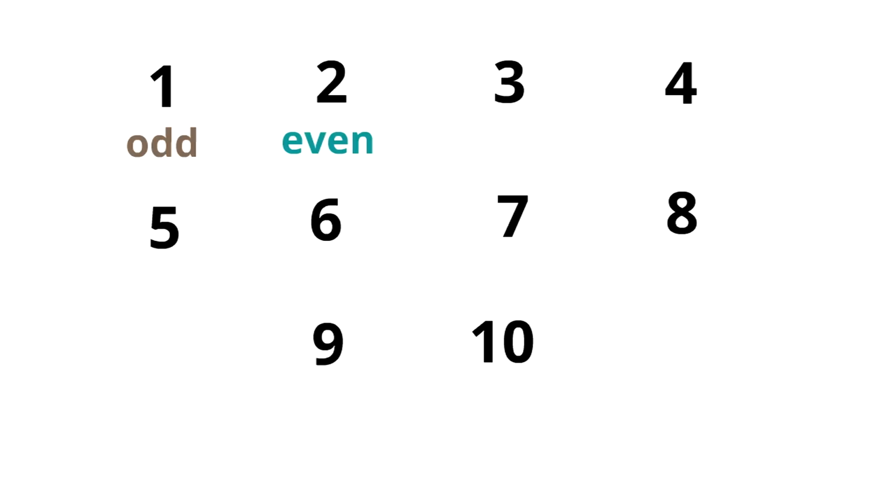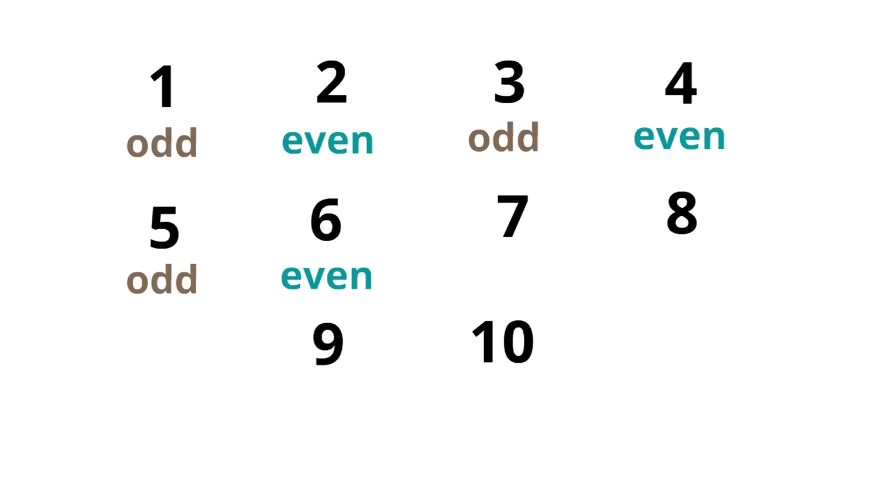Now, if they alternate, that means which one is number 3? It's odd. This is where it gets fun. If 3 is odd, then that means 4 is even. Good job. And if 4 is even, that means 5 must be odd. Yeah. And if 5 is odd, that means 6 must be, you guessed it, even.